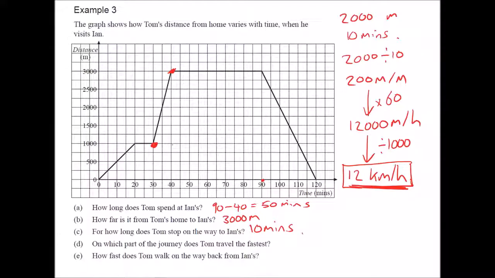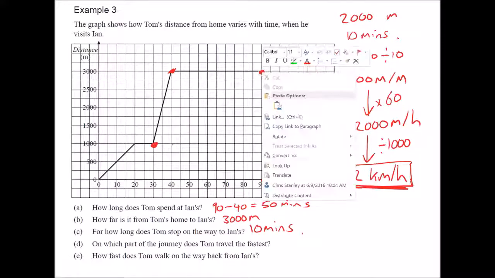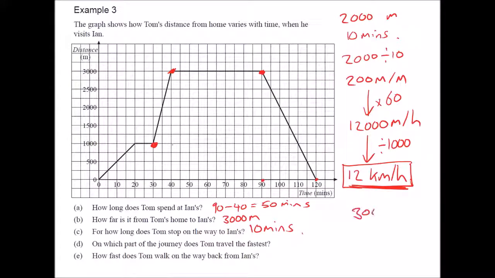Right, part E, how fast does Tom walk on the way back from Ian's? Well, let's do this the quick way. We'll just worry about this in terms of meters per minute. So we have walked a distance of 3,000, and we have taken from 90 to 120, so that's 30 minutes to get there. So 3,000 divided by 30 is 100. So he walked at a speed of 100 meters per minute. And perhaps we could convert that to kilometers per hour, but we'll leave that there for now.